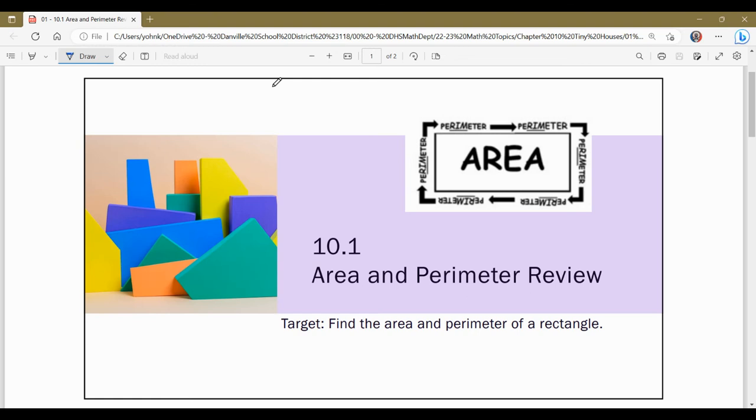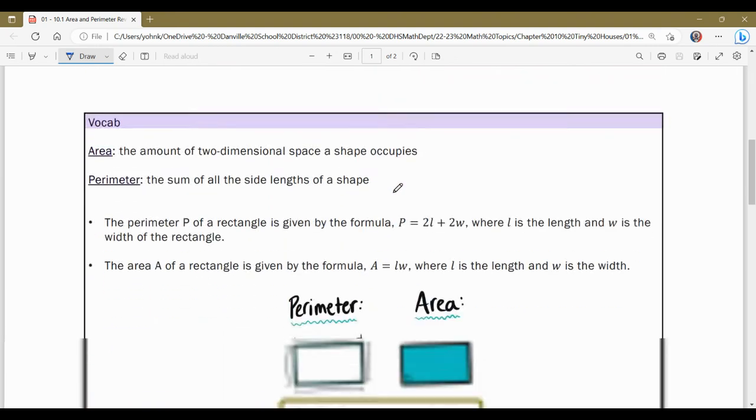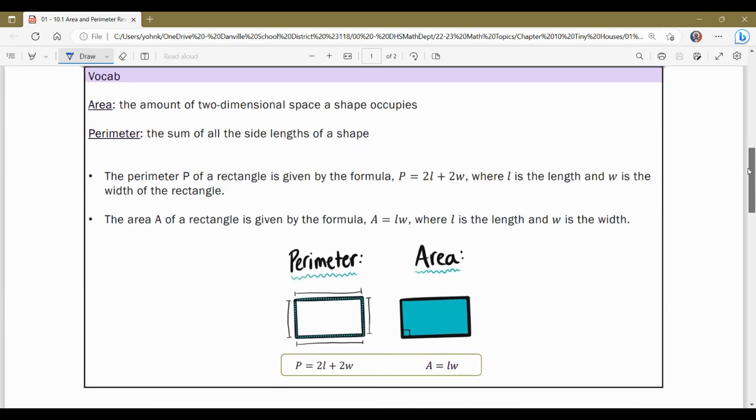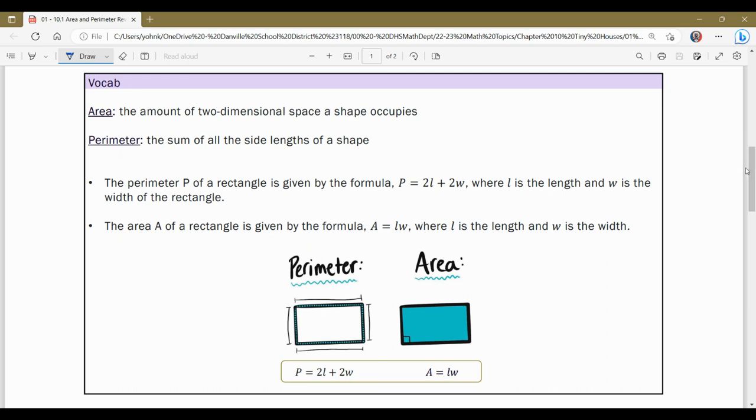Today we're going to review how to find the area and perimeter of shapes in preparation for our tiny house unit. So we need to remember the difference between area and perimeter. Area is the amount of two-dimensional space a shape occupies. Perimeter is the sum of all the side lengths of a shape. So one thing I remember is that area is everything inside, and that perimeter is everything on the outside.